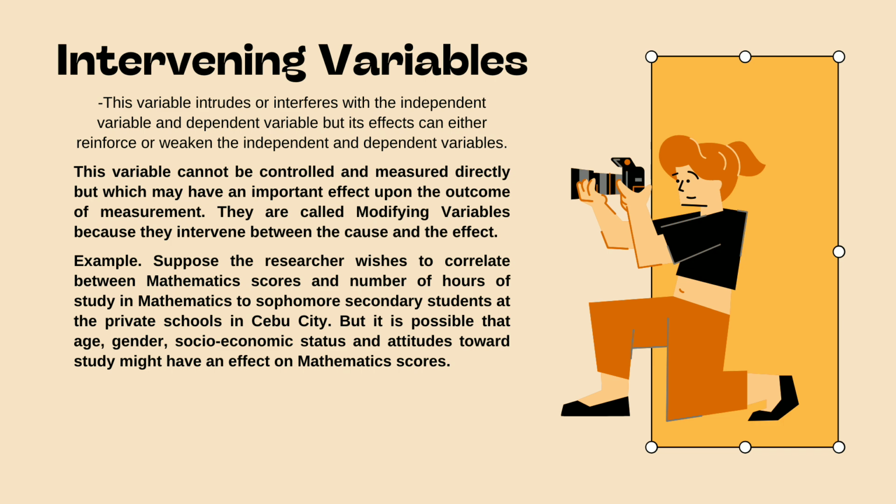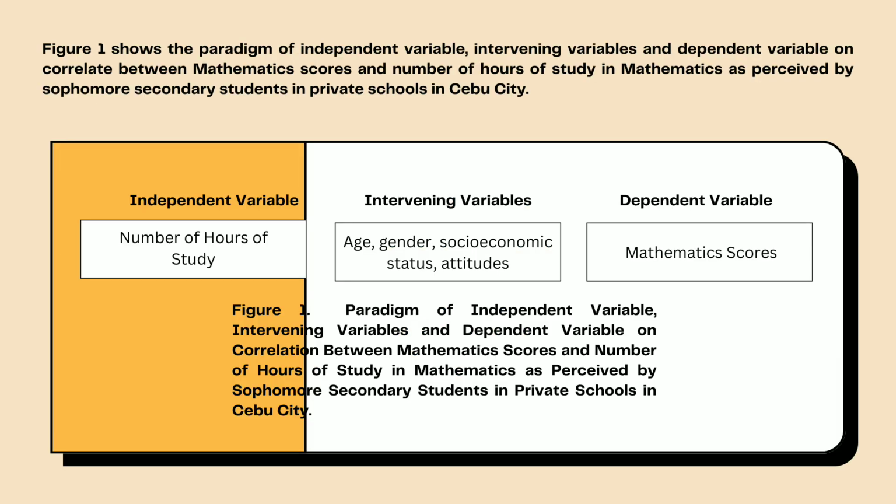For example, suppose the researcher wishes to correlate between mathematics scores and number of hours of study in mathematics to sophomore secondary students at the private schools in Cebu City. But it is possible that age, gender, socioeconomic status, and attitudes toward study might have an effect on mathematics scores. Next, Figure 1 shows the paradigm of independent variable, intervening variables, and dependent variable on correlate between mathematics scores and number of hours of study in mathematics as perceived by sophomore secondary students in private schools in Cebu City.